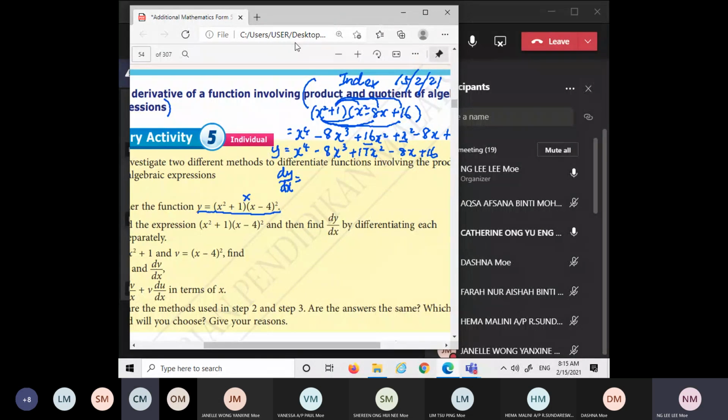Yes, teacher. Very good. Okay, Catherine, can you help me with the first term? x to power 4. Differentiate x to power 4. What do you get?